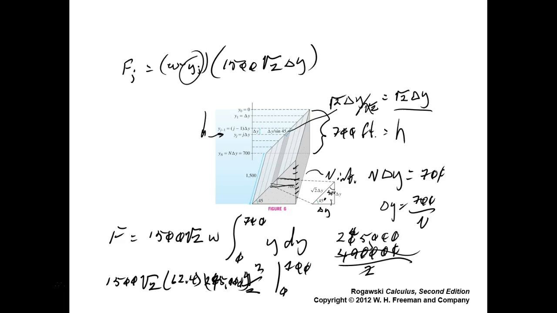Yeah, they rounded 3.2824 times 10 to the 10th. That's an enormous amount of force, by the way. And dams do hold back a lot of water.